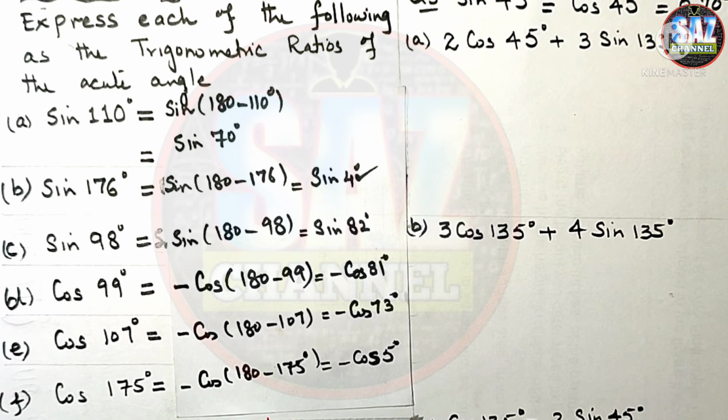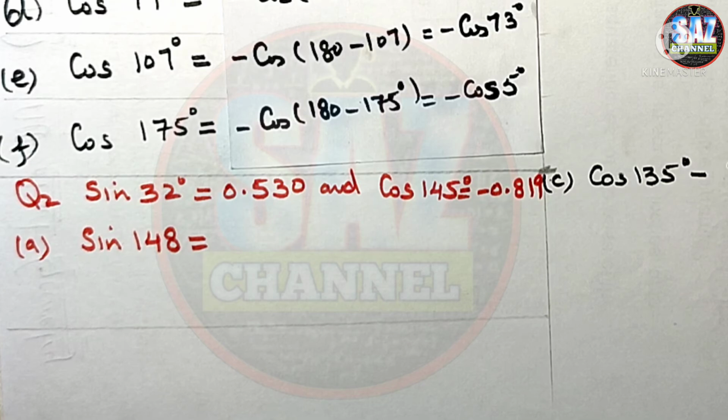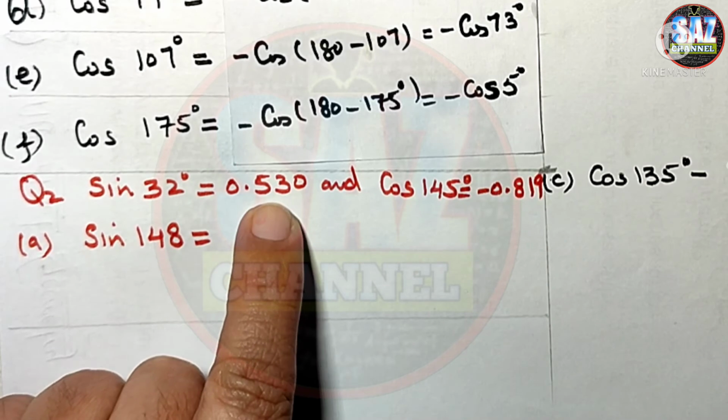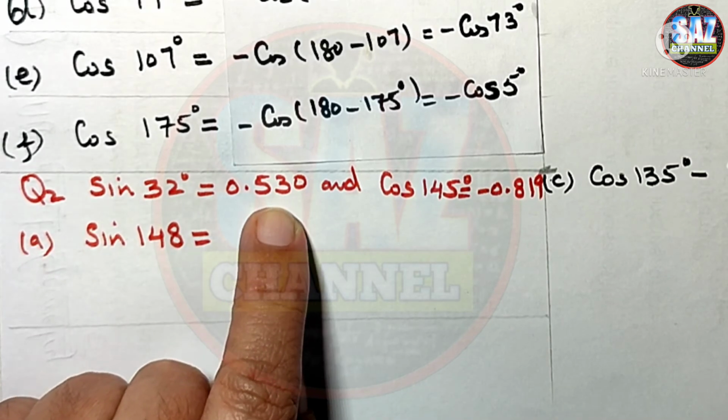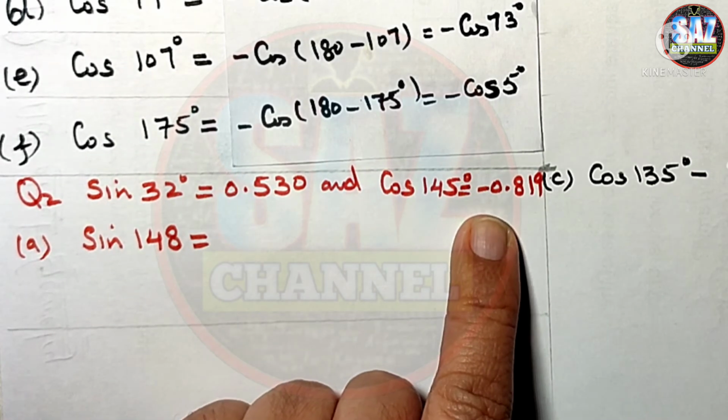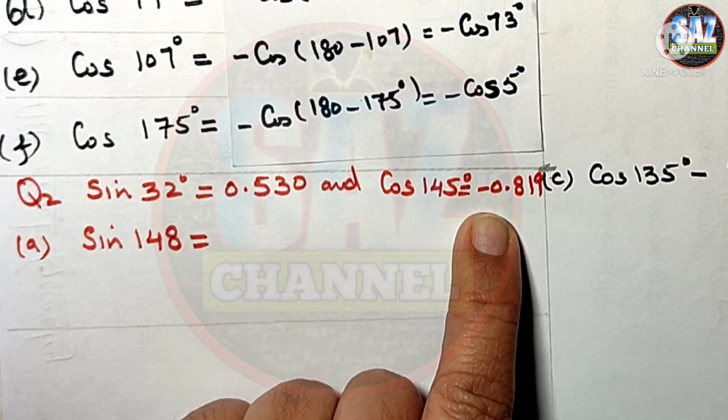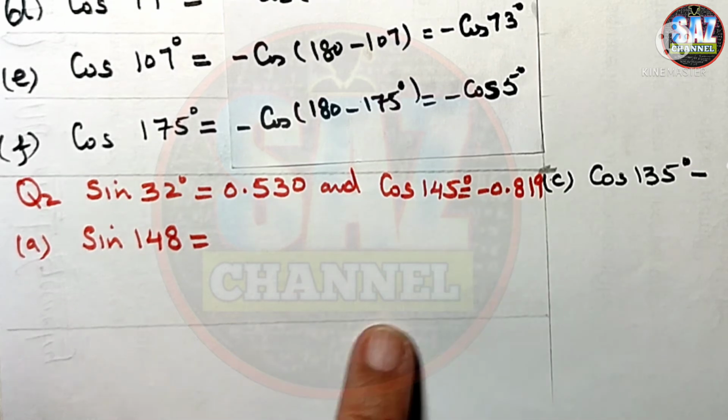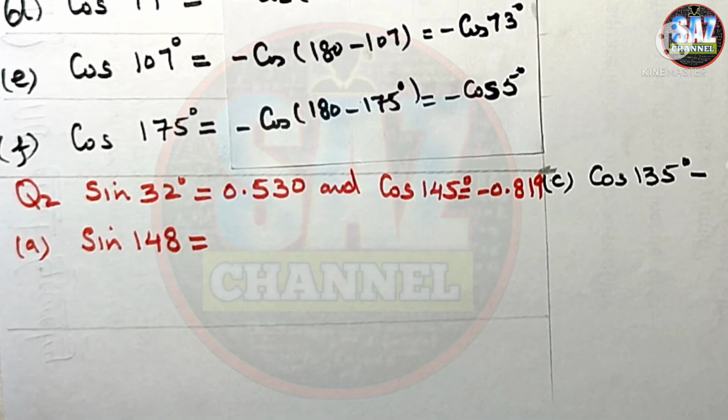Okay, coming to question number 2. Question 2 says that given that sine 32 is 0.530 and cos 145 degrees is minus 0.819, when corrected to 3 significant figures, find the value of each of the following without using a calculator. Sine 148. The important point is that we are not supposed to use calculators at all for this purpose.